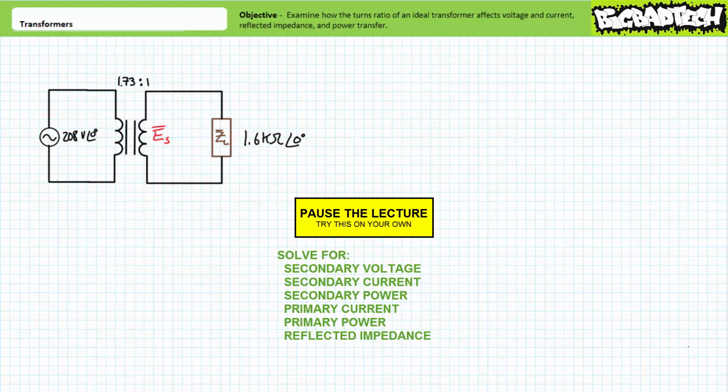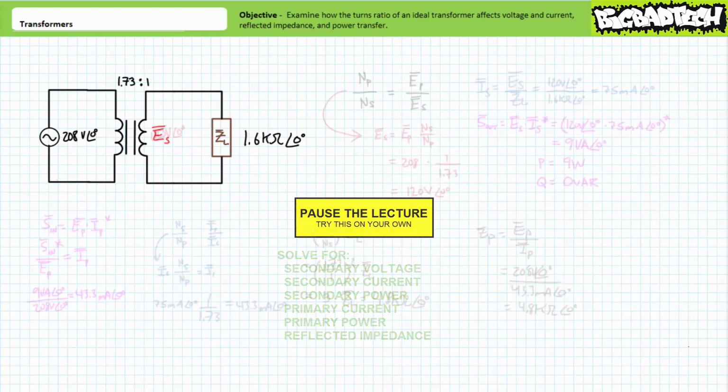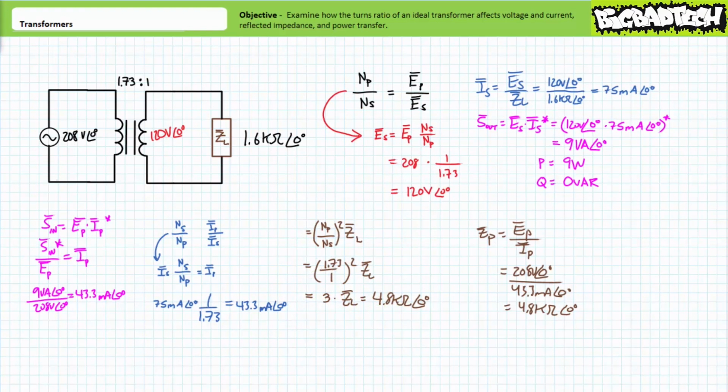If you're tracking, you should have obtained the following results. Given our turns ratio is 1.7321 and voltage is directly proportional to turns ratio, primary over secondary, our given values suggest that the secondary output of the transformer will be roughly 120 volts. When 120 volts is applied to a 1.6 kiloohm resistor, Ohm's law demonstrates the current through the load will be roughly 75 milliamperes.